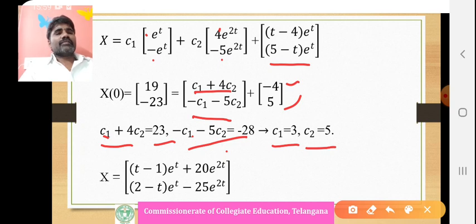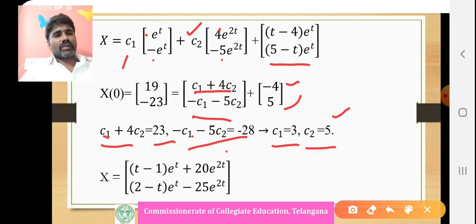Substitute c1 equals 3 and c2 equals 5 in the given equation. Then we will have the solution x equals (t minus 1) e^t, 20 e^2t, (2 minus t) e^t, minus 25 e^2t. This is the solution of the given non-homogeneous system using the fundamental matrix method.